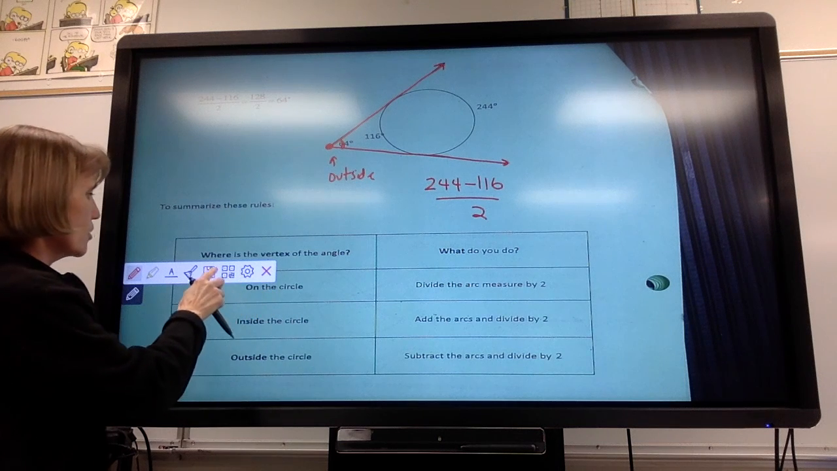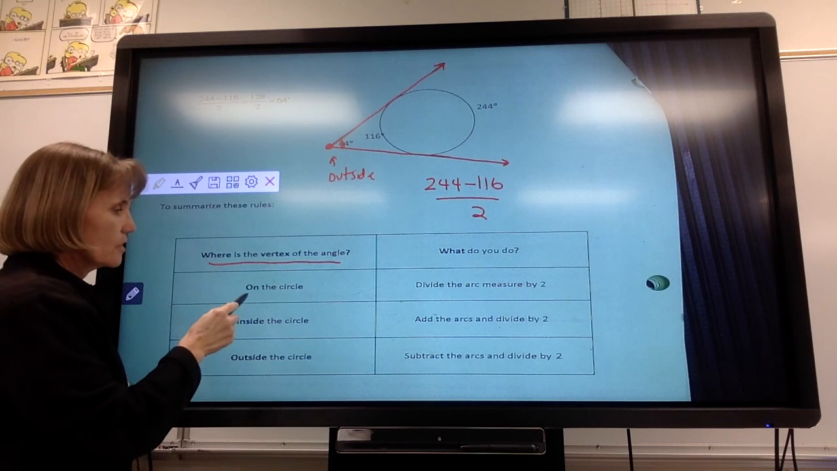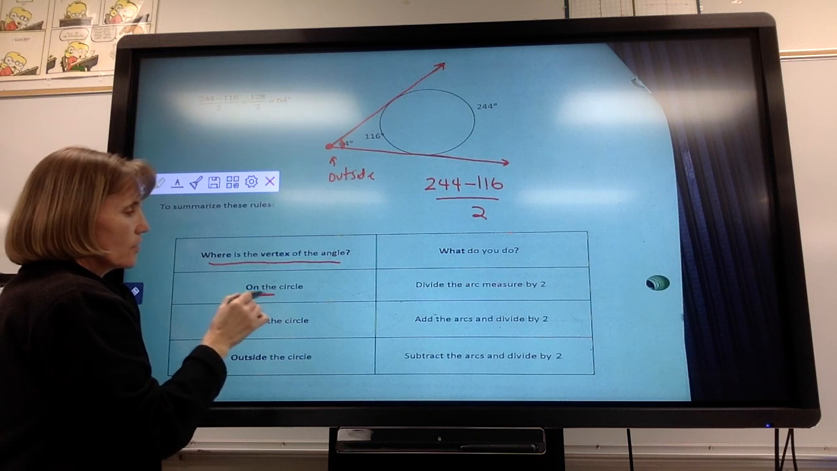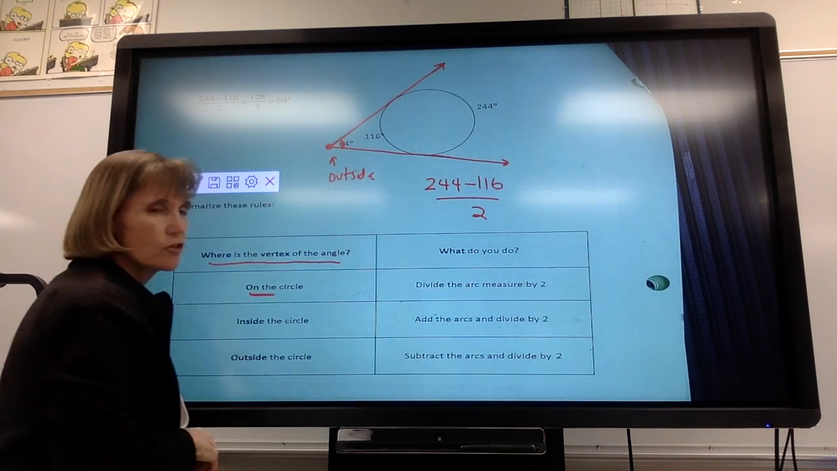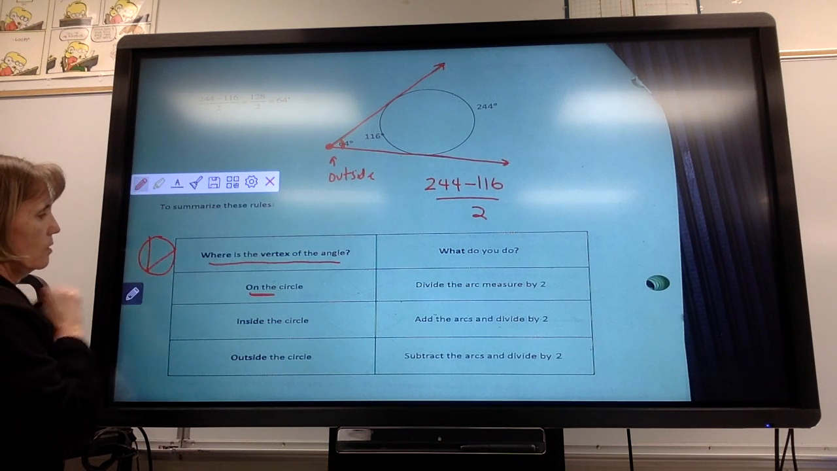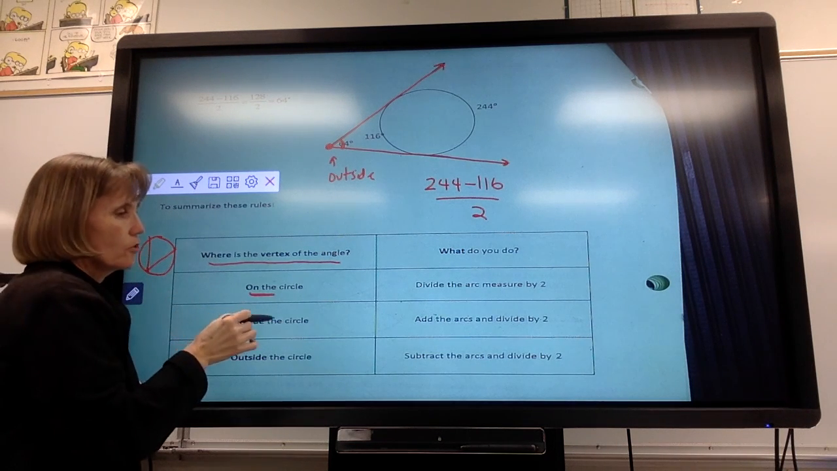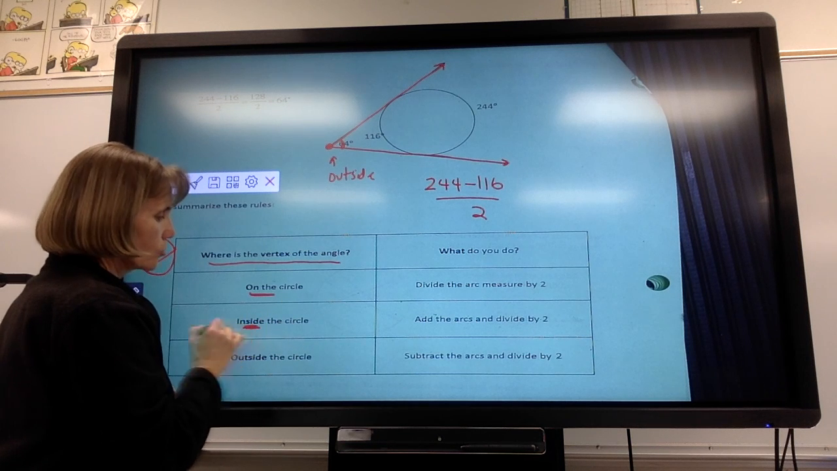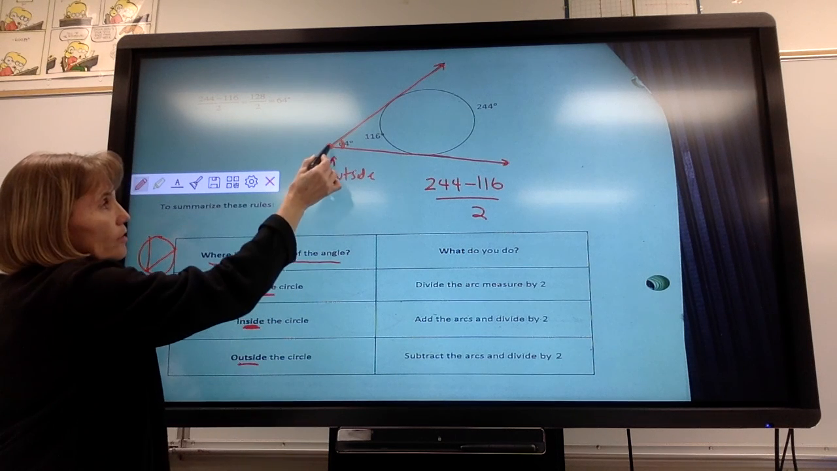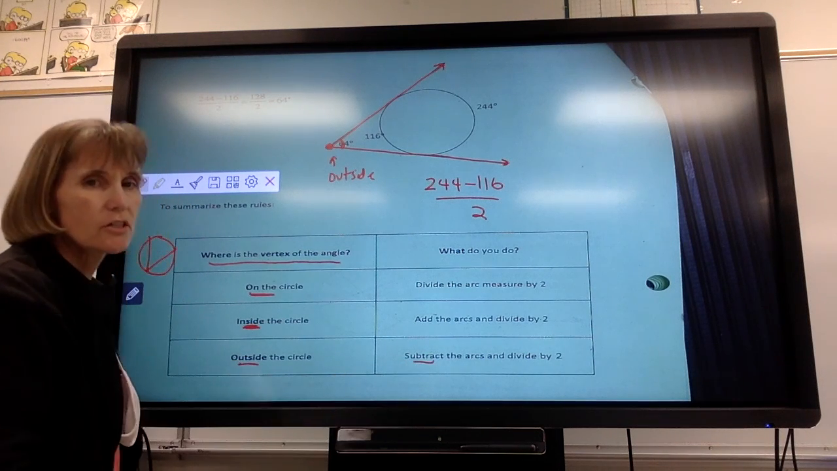Okay, and then here's a summary. The question you've got to ask yourself is, where is the vertex of the angle? Okay, if it's exactly on the circle, so that vertex, if you go up a few diagrams to where I started, if the vertex is on the circle, you just divide the arc measure by 2. So that might be a picture where I have this going on. Here's the vertex on the circle itself. If the vertex or the intersection point is inside the circle, that's when we add the arcs and divide by 2. And if it's outside the circle, here's that vertex, that intersection point is outside the circle, that's when we subtract the arcs, and we divide by 2.